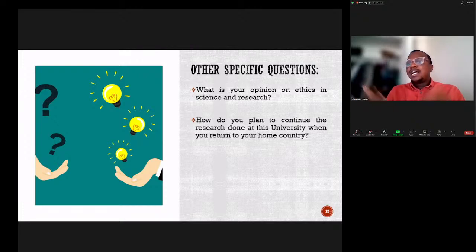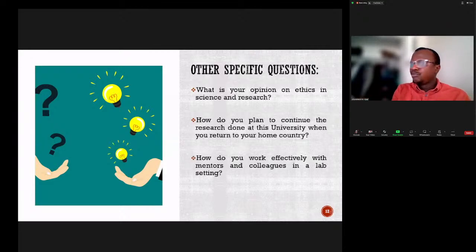So you might apply to maybe Harvard University, and one of the panelists on the interview might ask you, okay, you want to do this research. How do you intend to continue this research when you return to your own country? So you must be ready to give proper responses to that.